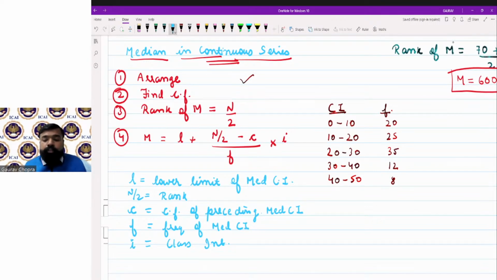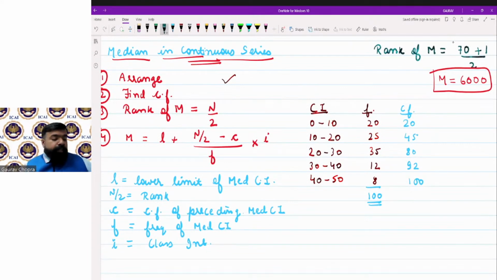So the first step is done here. The second step is to find CF, cumulative frequency. 20, then 20 plus 25 is 45, 45 plus 35 is 80, 80 plus 12 is 92, and 92 plus 8 is 100. In this way, we can calculate cumulative frequency. The last number of CF is the total of the frequency.